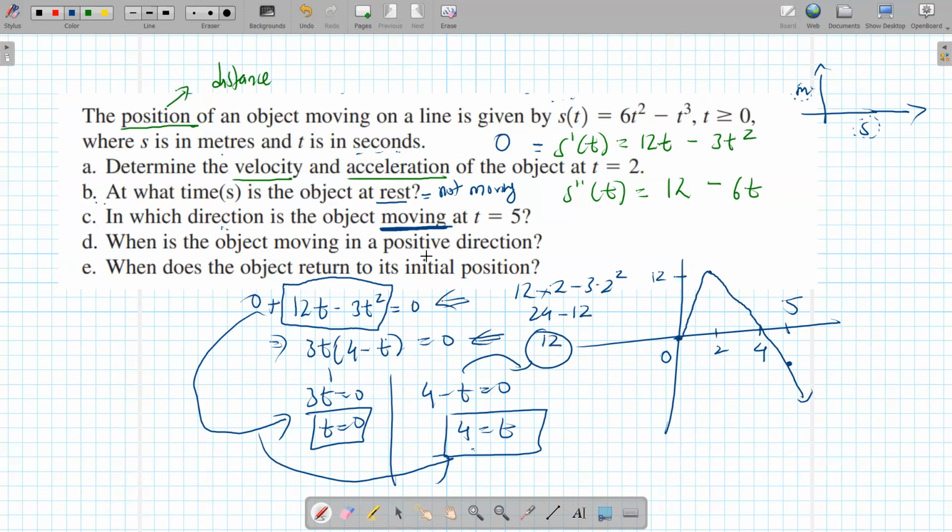When is it moving in a positive direction? Again, you can look at the graph. It's going to be in a positive direction when t is less than 2. Like here, to the left of 2, it's moving in a positive direction.